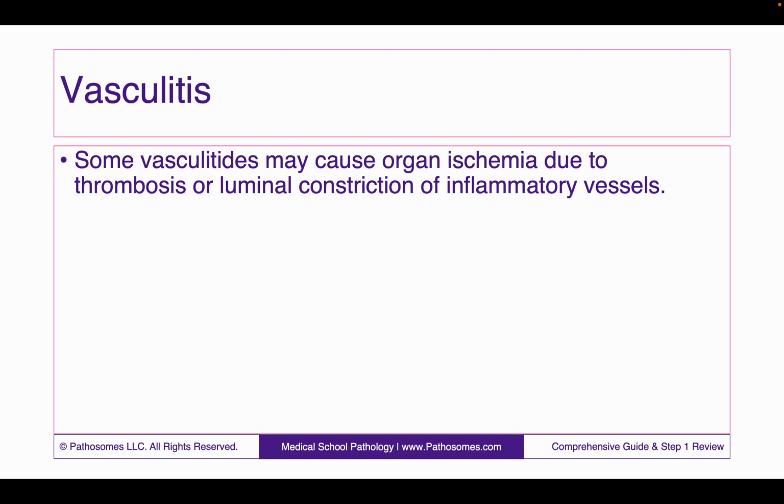Some vasculitides may cause organ ischemia due to thrombosis or luminal constriction of the inflammatory vessels, right? That makes sense. If the vessel is constricted or obstructed, oxygenated blood or blood with the nutrients isn't going to make it downstream to the target organs.